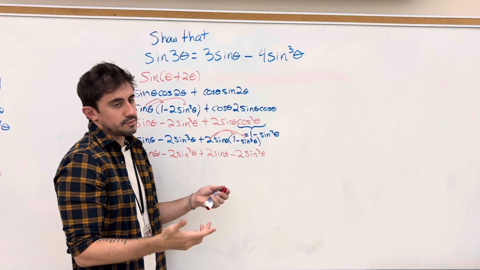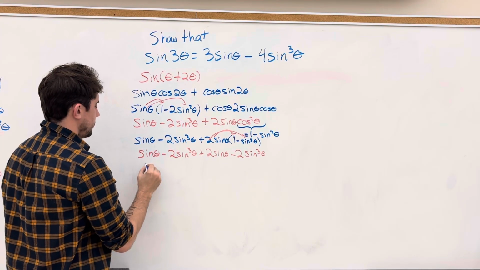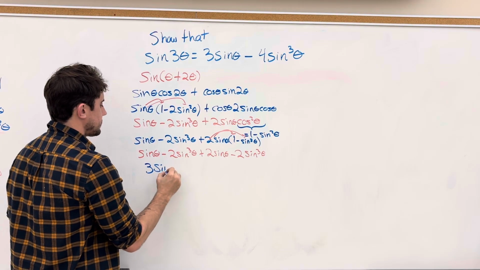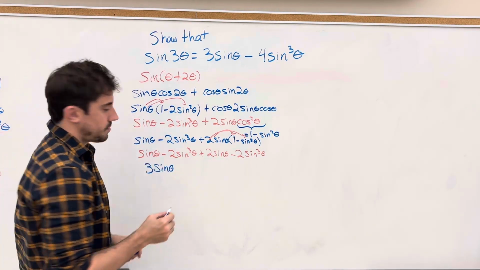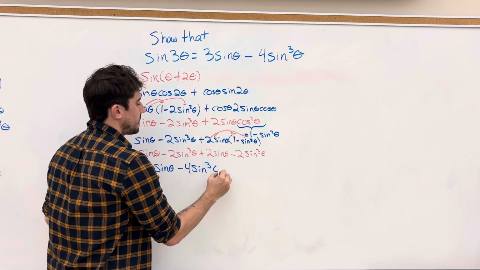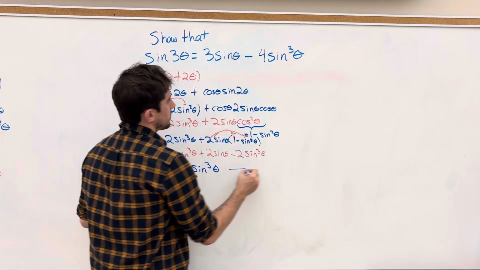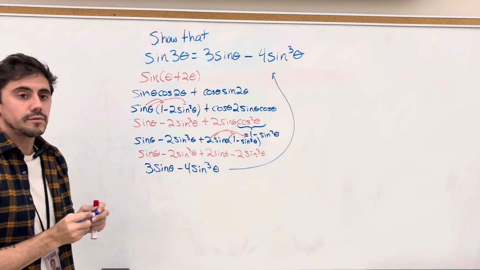And now you guys can see we're just about done. Sine theta plus 2 sine theta leaves us with 3 sine theta. And minus 2 sine cubed minus 2 sine cubed theta is minus 4 sine cubed theta. And that's exactly what we were hoping to get. And so we're done.